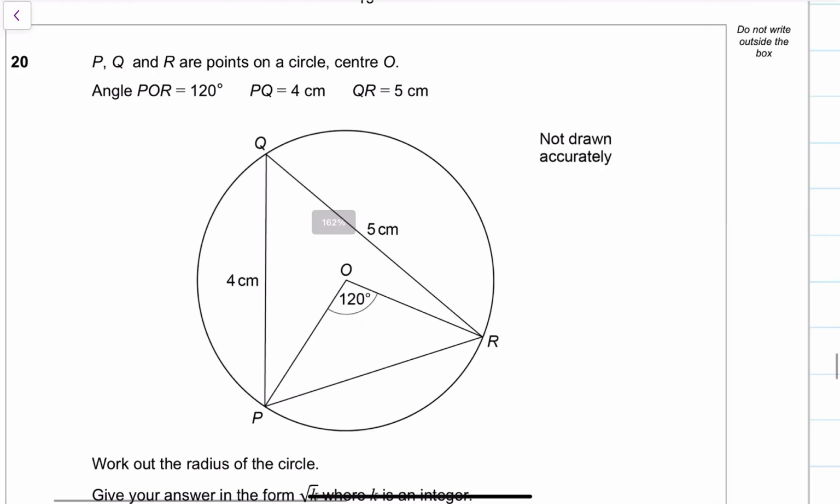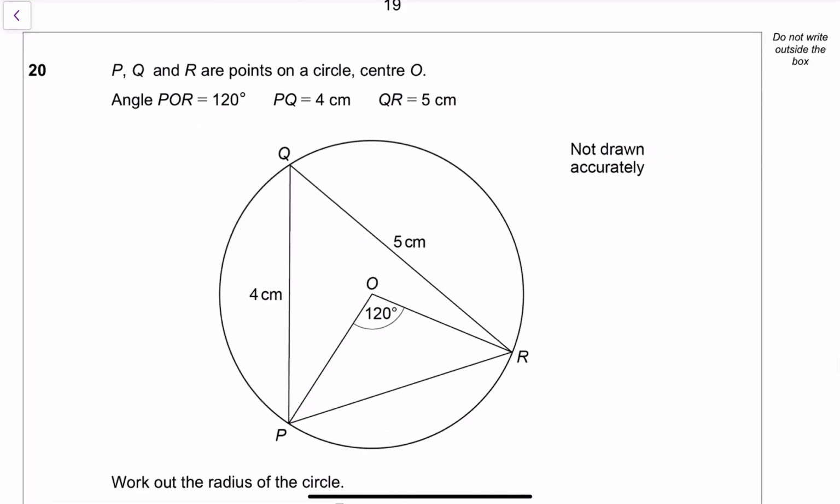Okay. Oh dear. Right. Here we go. Circle theorem. Nobody likes the circle theorem. Right. Okay. Is it a circle theorem even?